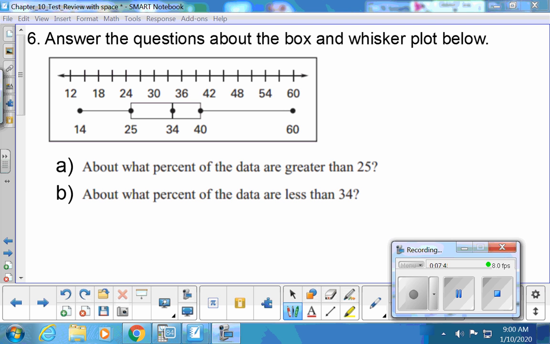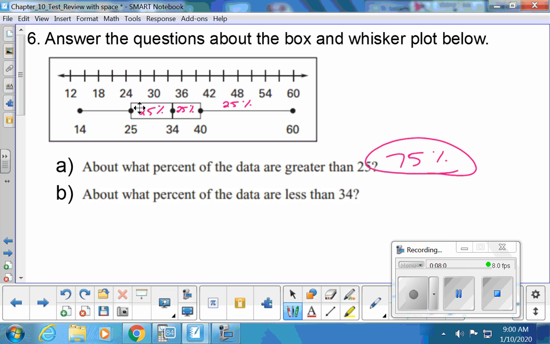Okay, these are normally pretty easy, these percentages. What percent of the data is greater than 25? Yeah, so we'd have 25% here, 25% here, and 25% here. So somebody over there said it. 75%. And what percent of the data is less than 34? 50%. Because it's this part and this part. So 50%.